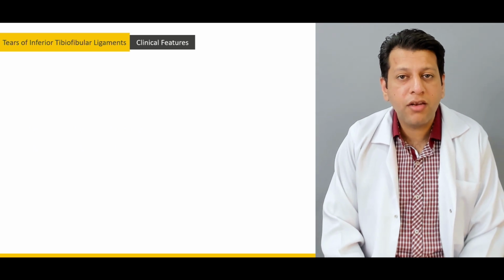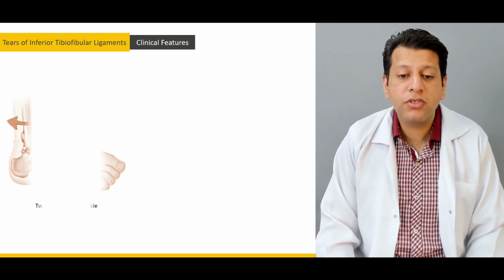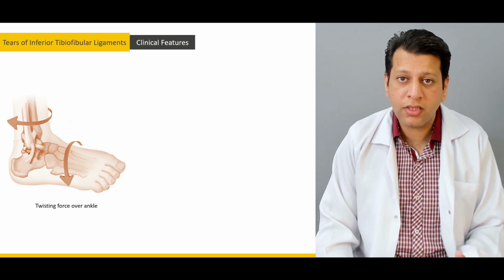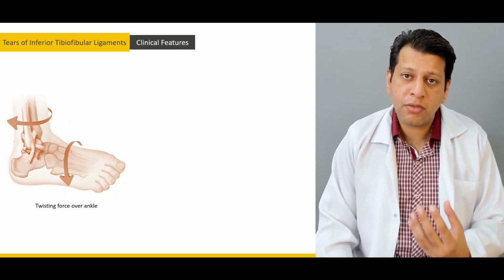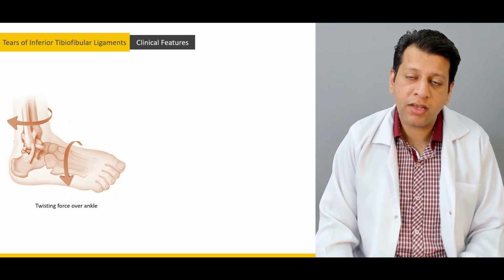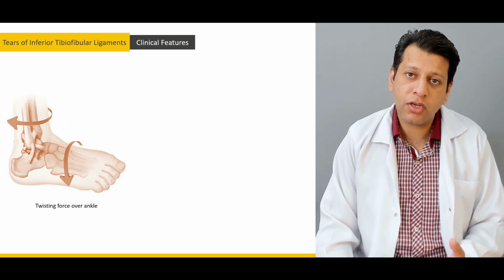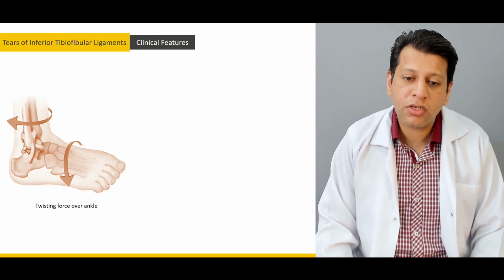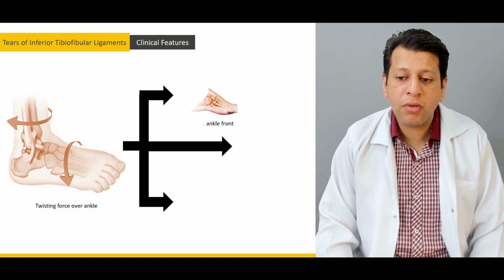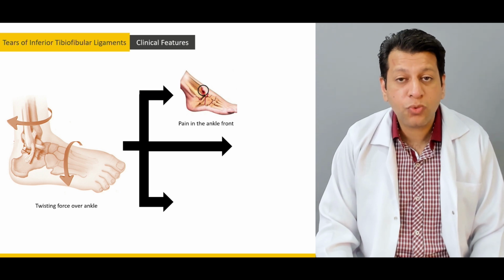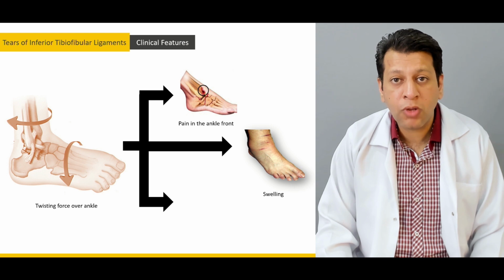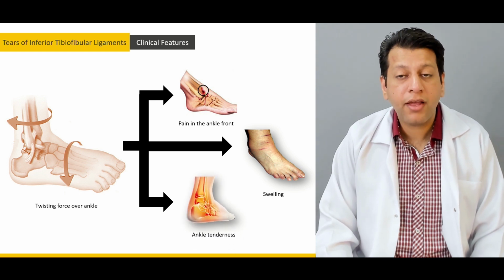Now, what are the clinical features? Usually there is always a history of some kind of twisting injury at the ankle joint, and depending upon what type of force was acting, whether it was a supination external rotation or pronation external rotation force, which usually leads to syndesmotic disruption, this may lead to pain at the ankle joint, inability to bear weight, as well as massive swelling over the ankle joint, and ankle tenderness.